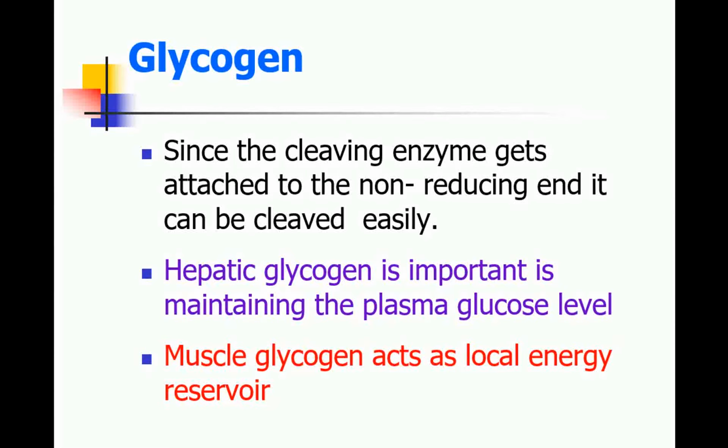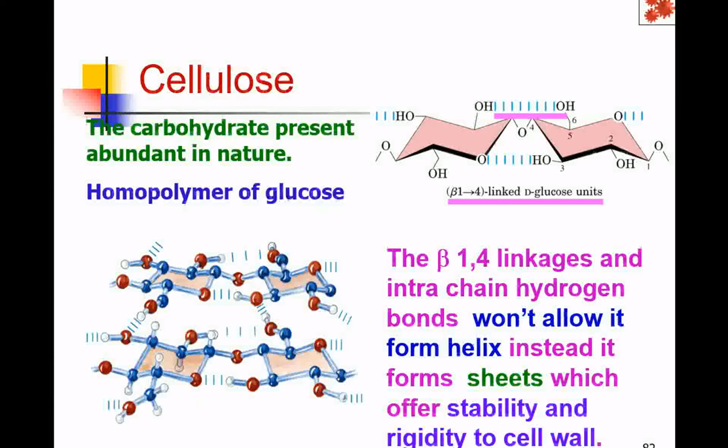Another homopolysaccharide is cellulose. Cellulose, the carbohydrate which is present abundantly in nature, is nothing but cellulose. You know that the plant cell wall is made up of cellulose. So this is present in the plant food sources. Cellulose is also a homopolymer of glucose.